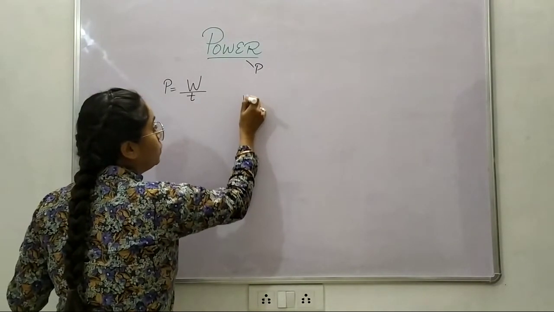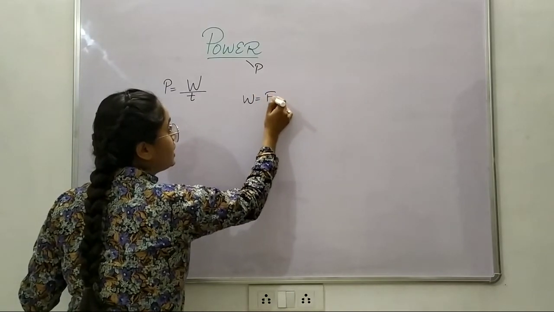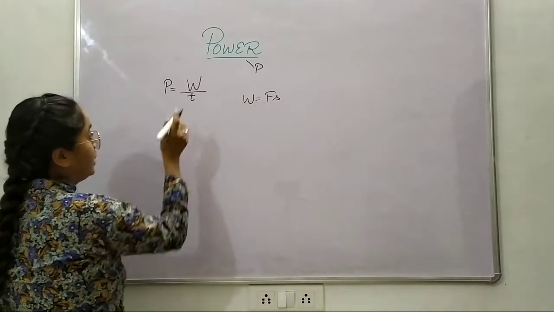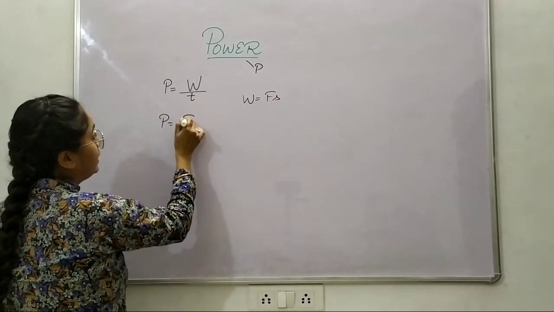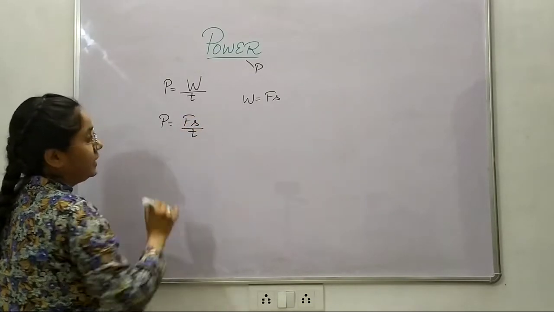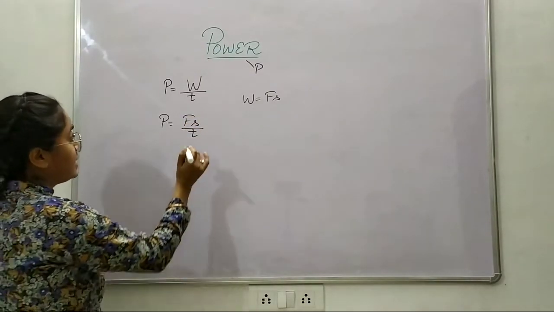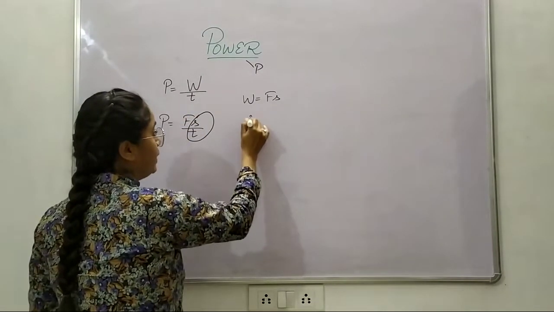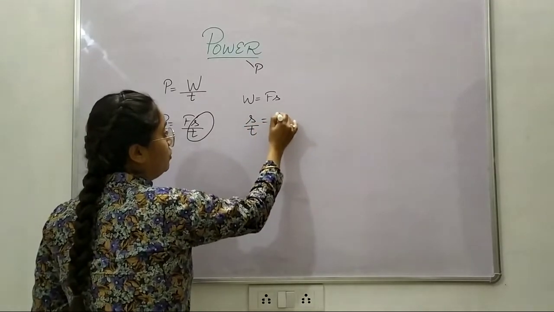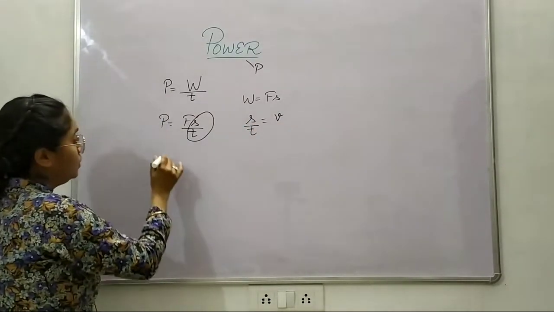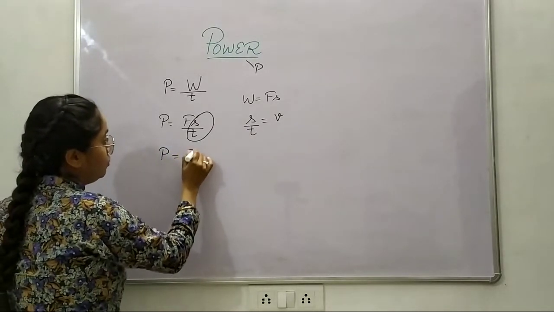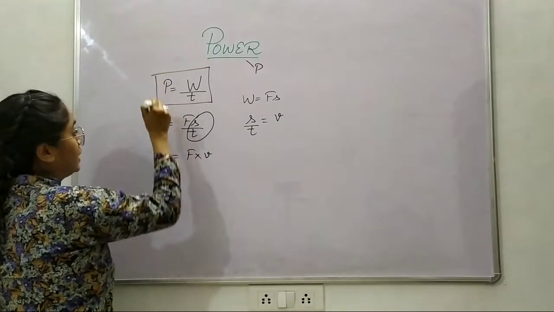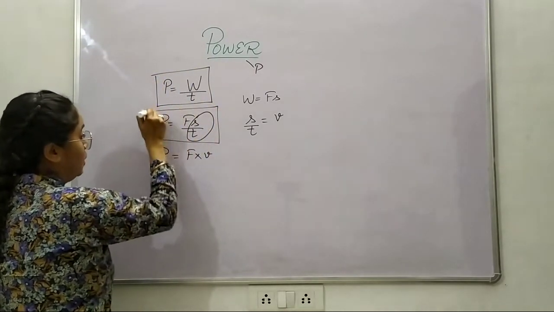Now we all know that work done is equal to force times displacement. So I am going to put up this formula here: P equals Fs over T. Now this is displacement upon time, and displacement upon time is the value of velocity. So power can also be considered as force times velocity. So I have three mathematical expressions for power.